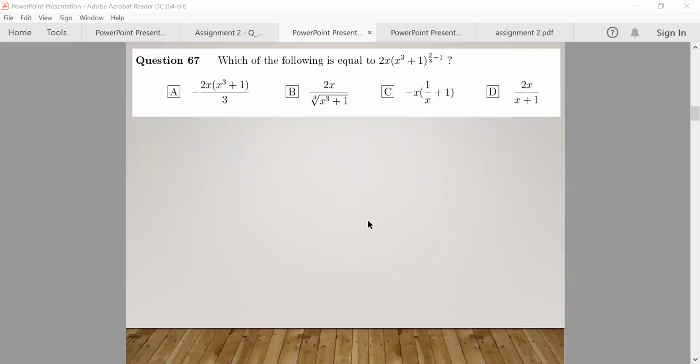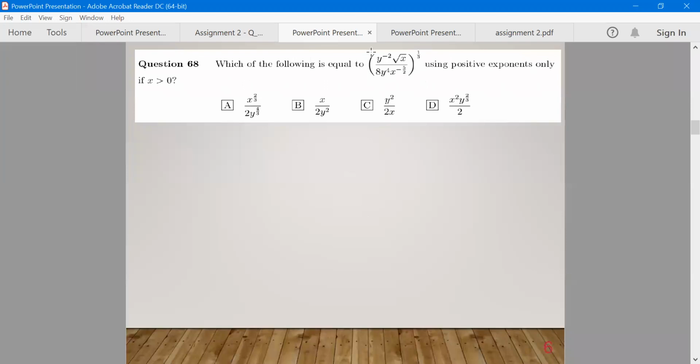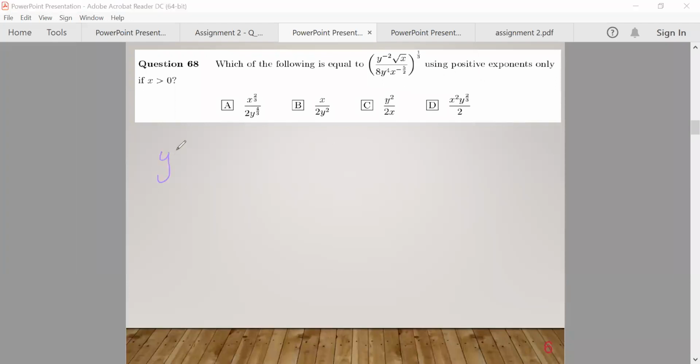Next exercise. What is the question? Which of the following is equal? Here we use the properties of exponents again. We write all terms in terms of exponents. So square root x is x to the half, over 8 y to the 4 x to the minus 5 over 2, all to the power 1 over 3. We simplify inside the parentheses.